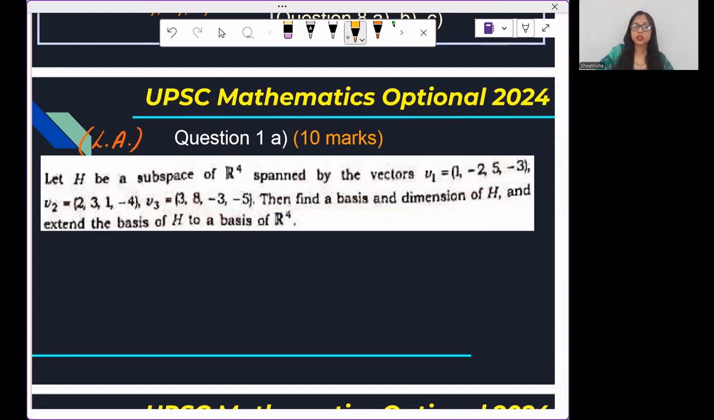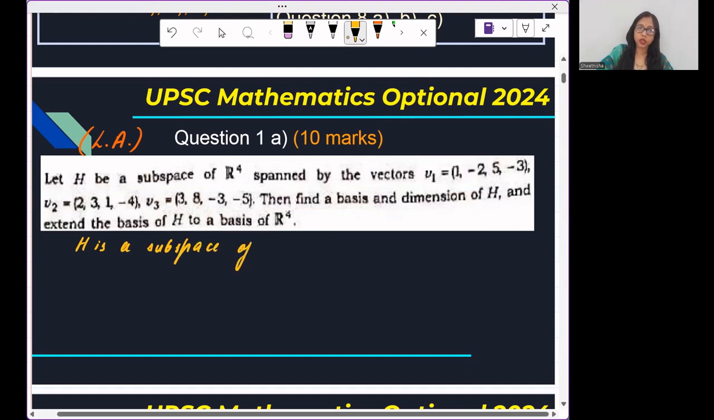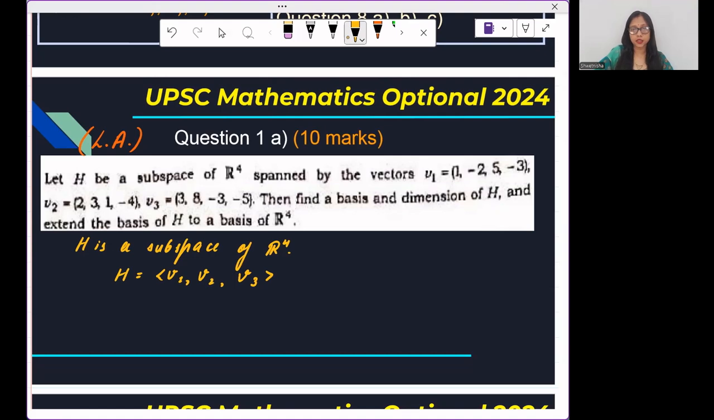What is given to us? Given is H is a subspace of R4. All right. And it is spanned by these 3 vectors. So H is spanned by V1, V2, V3. Okay. Where we know V1, V2, V3 are given to us. Now we have to find a basis. Now we know that H is spanned by these V1, V2, V3, but I cannot say that it is a basis unless I check the second property of being a basis.